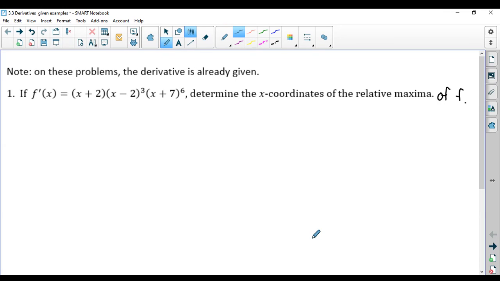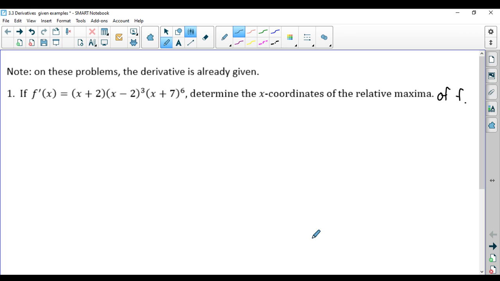These are examples of applying the first derivative test on problems where we're given the derivative already and we're not given the original function. So you do it the same way. The one thing we can't find are y coordinates because we don't know the original function. So we'll start with this first problem.